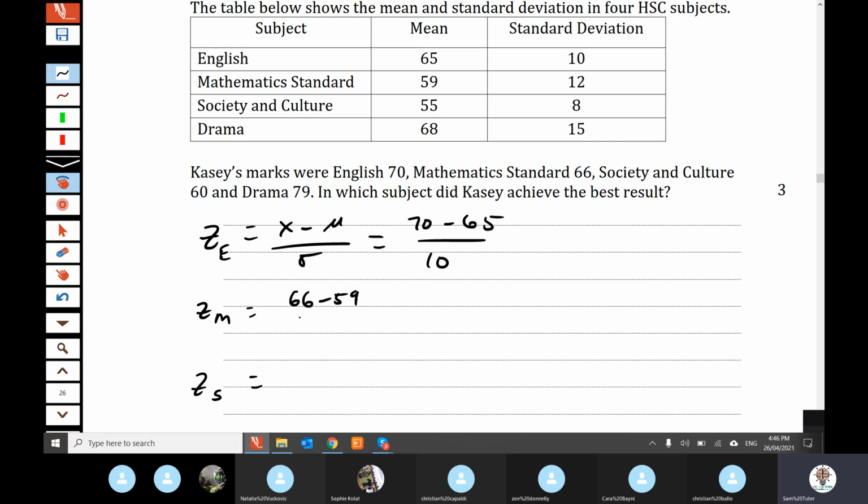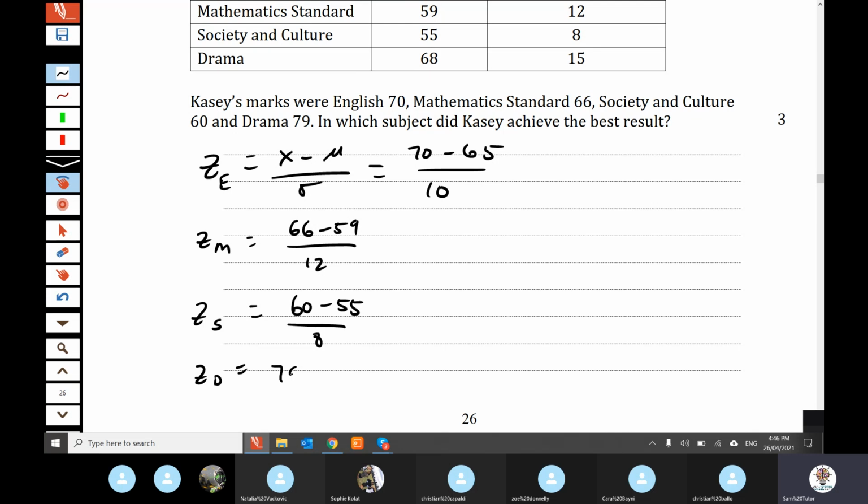66 take away 59 over 12. 60 take away 55 over 8. Last one, 79 take away 68 over 15. All right, can somebody quickly calculate? 0.5 for the first one.